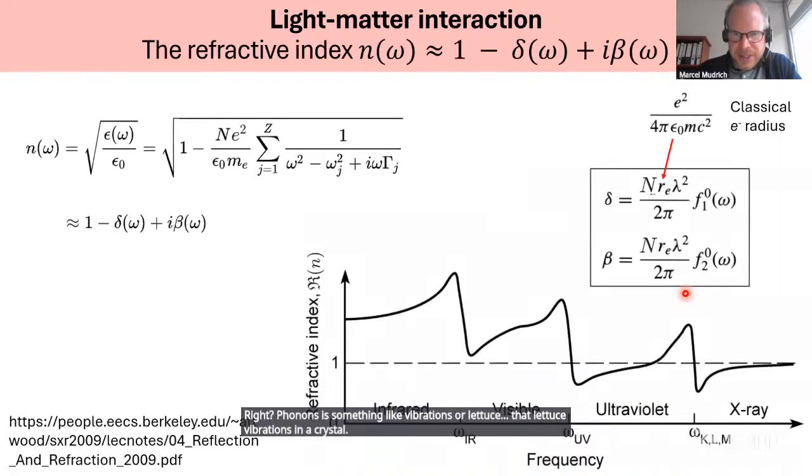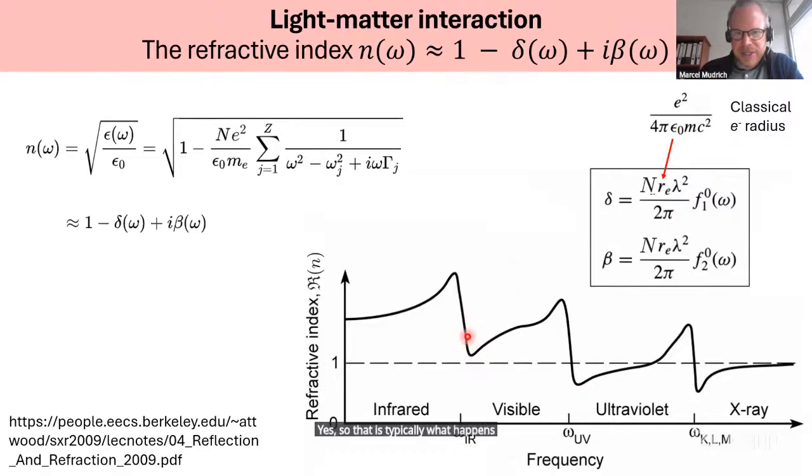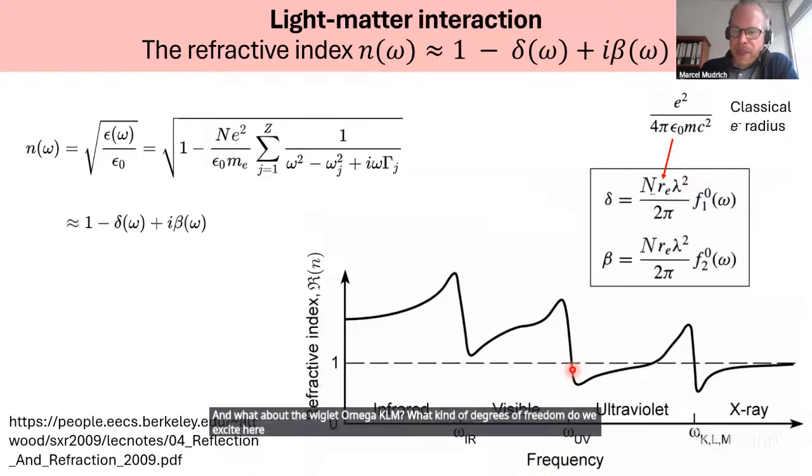Yes, so that is typically what happens in the IR. When you do IR spectroscopy of molecules, you probe vibrations of the molecules. If you do IR excitation of a crystal, then these are phonons. Then what about the wiggle at omega UV? And what about the wiggle at omega KLM? What kind of degrees of freedom do we excite here resonantly?